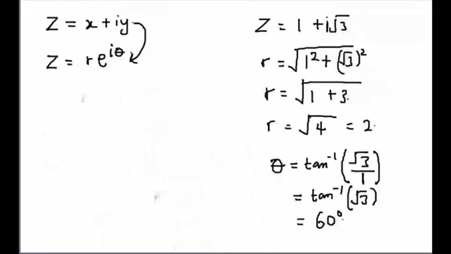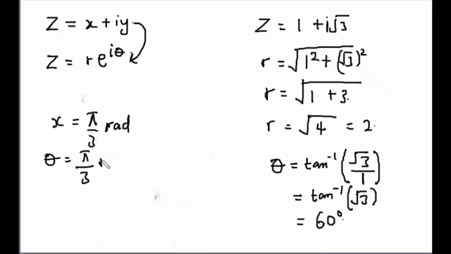Okay, so we've gotten our value of x to be equal to pi over 3 rad. Okay, so that's our new theta. So theta is equal to pi over 3 rad.